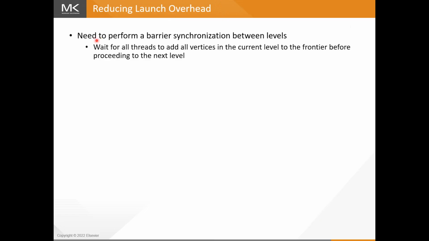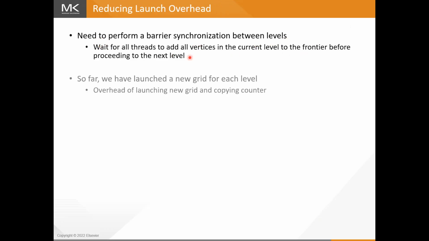So we need to perform a barrier synchronization between levels. And the objective is for threads to wait for all the vertices of the current level to be in the frontier before they proceed to the next level. So far, what we've been doing is launching a new grid for every level. This incurs the overhead of launching the grid. It also incurs the overhead of copying this counter to know if we need to keep iterating or not, right? Every iteration we copy the counter to check the size of the frontier to know if we should launch another iteration. So all this incurs overhead.